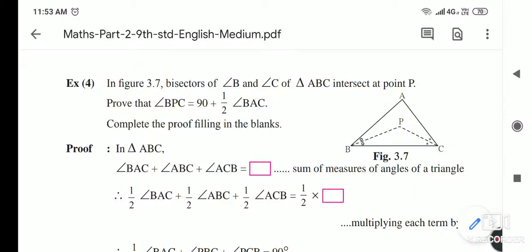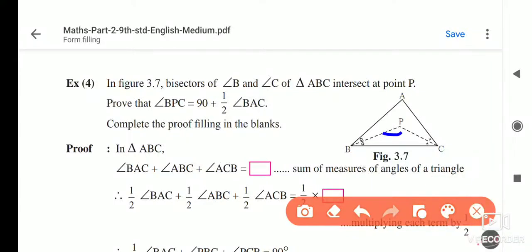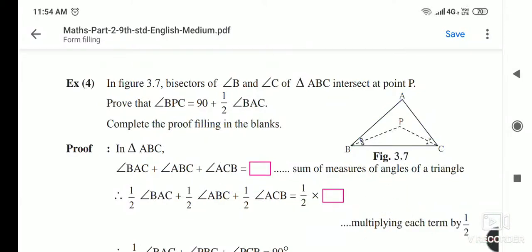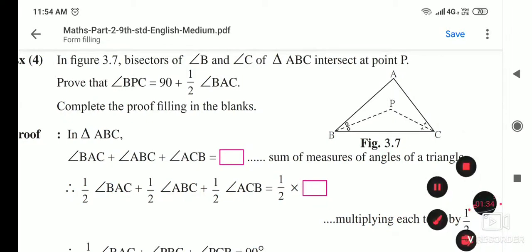Okay, so these bisectors are there, and then we have to prove that. What do we have to prove? That angle BPC is equal to 90 plus 1 half BAC. That we have to prove. Now, to prove this, first of all, what do we have to do? See here. It is an activity actually, so we have to fill the boxes given in the question.